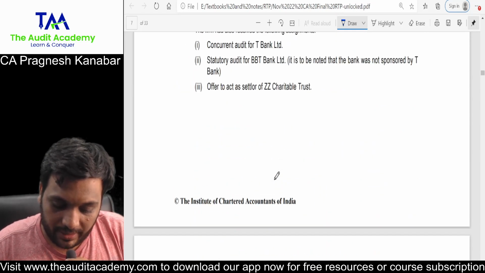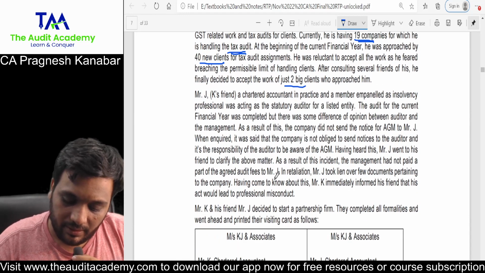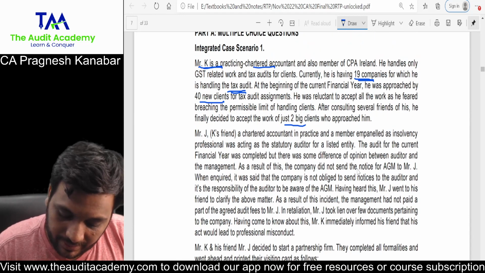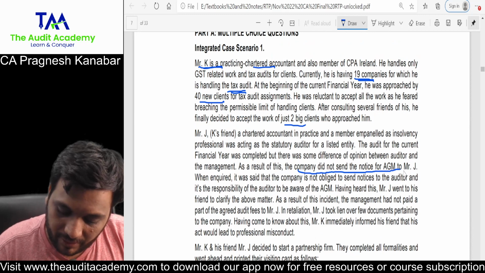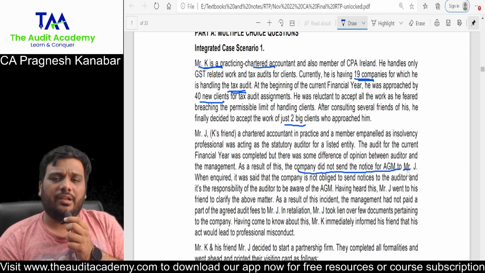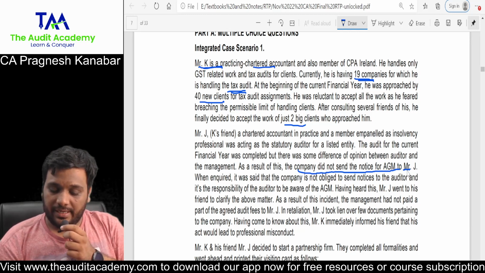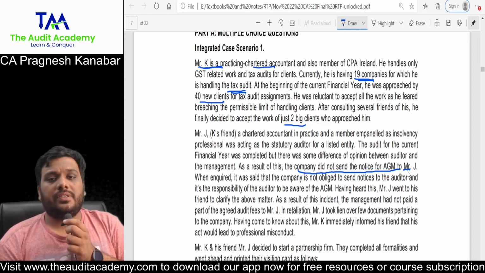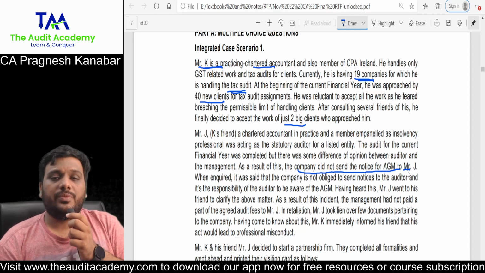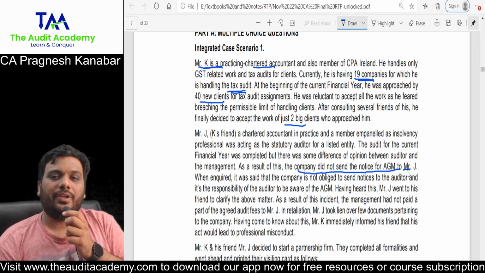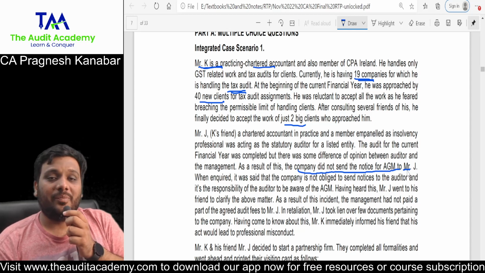All right. Then the next question is on section 147, penalties of the Companies Act. Look at this. The company has not sent notice for the AGM. They're also talking about another chartered accountant, a practicing chartered accountant, who is the auditor of a company, that is Mr. J. And the company has not sent the notice for the AGM to Mr. J. Now, as per section 146, it is the right of Mr. J to receive that particular notice of the AGM, and the company has to send it.